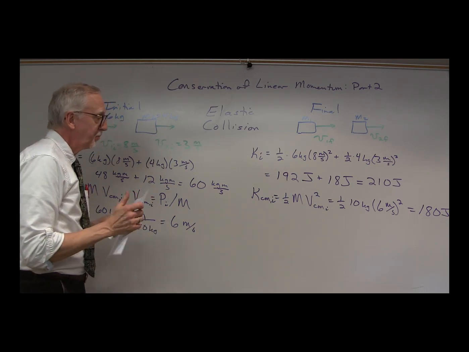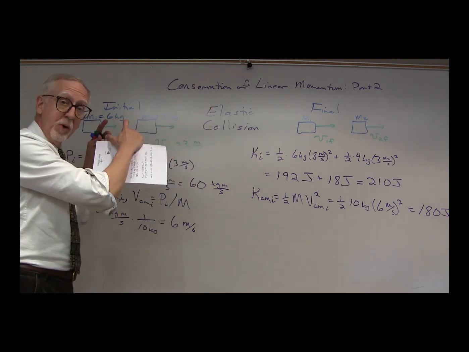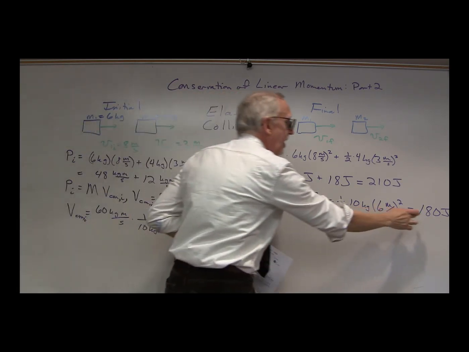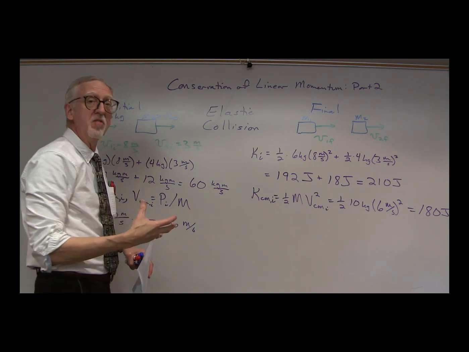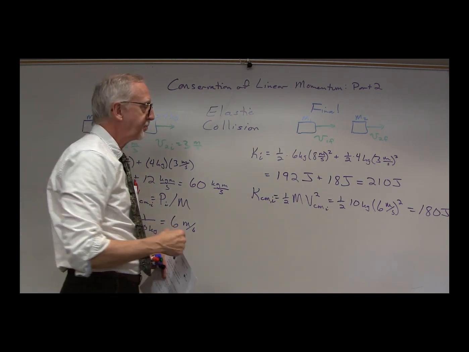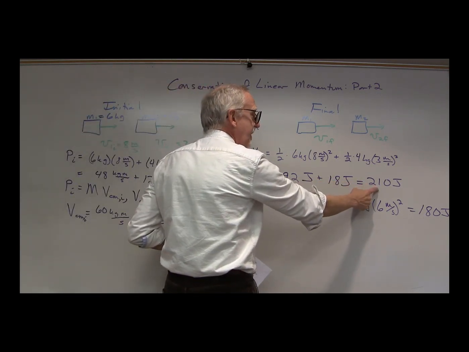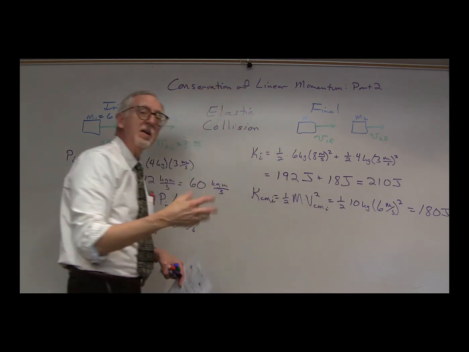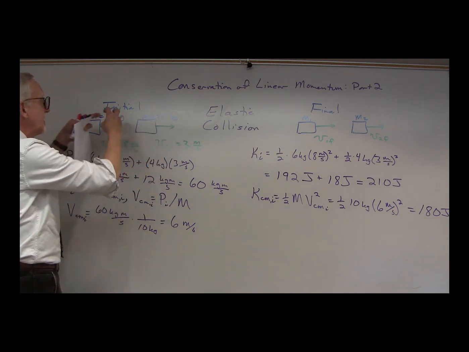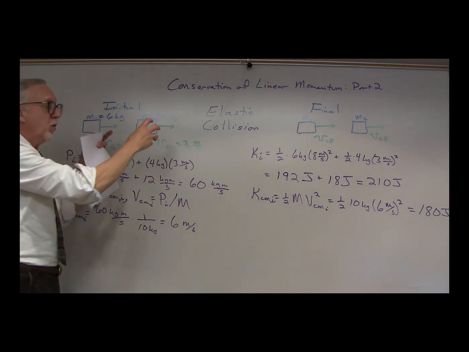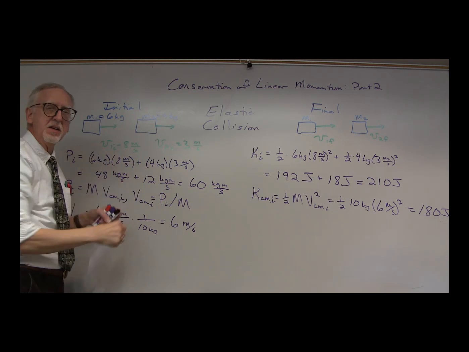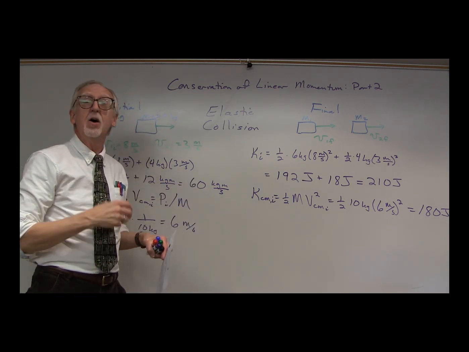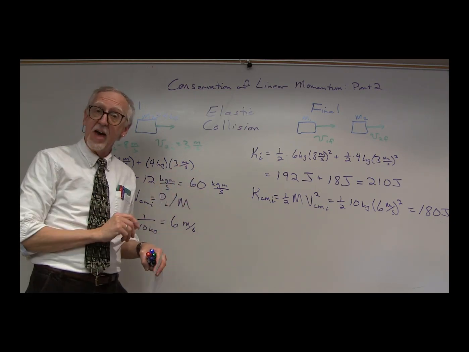Our system as a whole, if we follow along just the center of mass, accounts for 180 joules of the total kinetic energy. There is some extra in there, because that doesn't account for all the kinetic energy. There is some motion relative to the center of mass. So the objects are moving relative to the center of mass, so there is some relative kinetic energy also. We'll find out what that is later on.